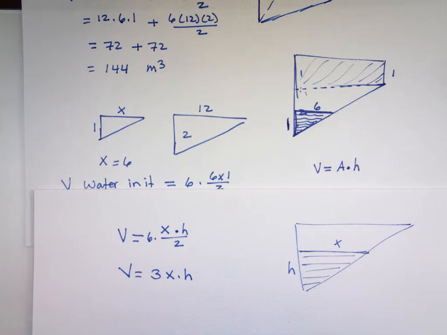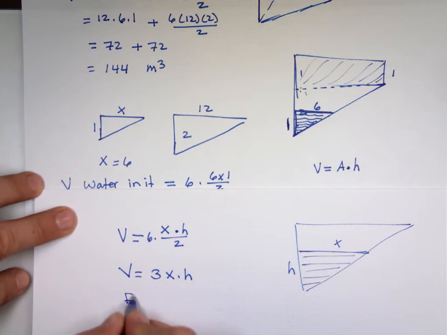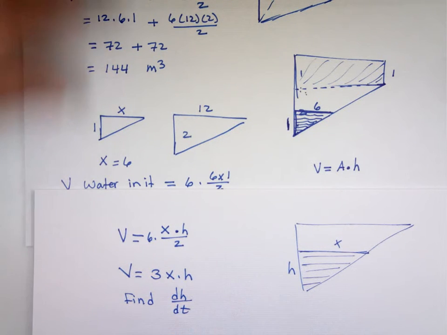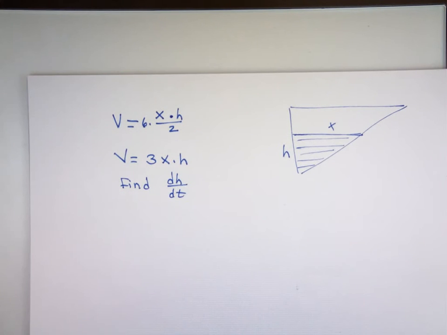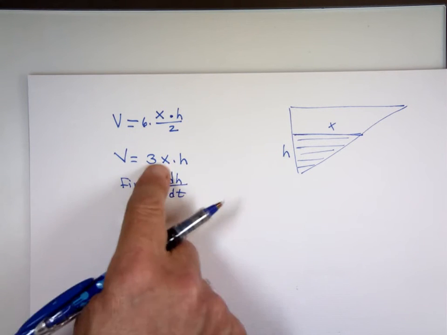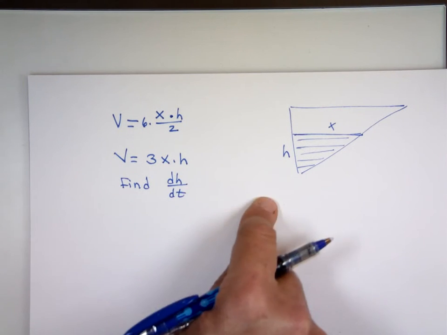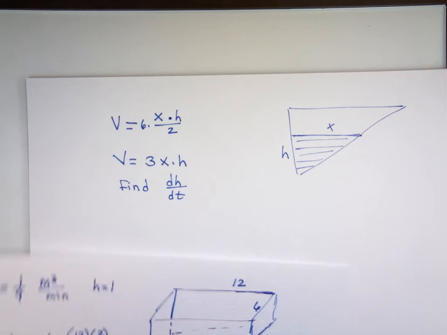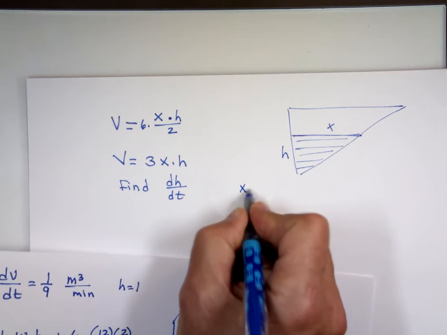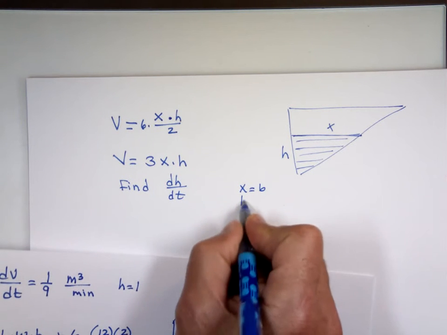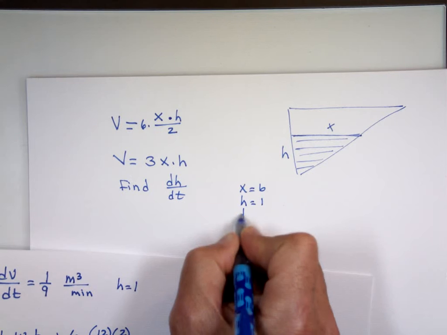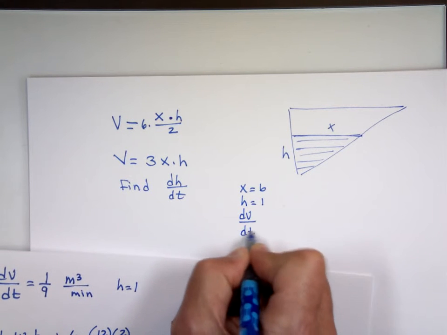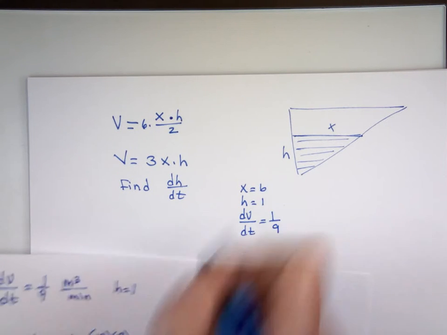Well, we got too many unknowns. The question: find dH/dt. I got x here, so if I take the derivative, I have to use the product rule, and I will have dx/dt. But I don't know anything about dx/dt. All I know, they want it when x equals 6, when h equals 1, when dV/dt equals 1/9. There's no mention of dx/dt.